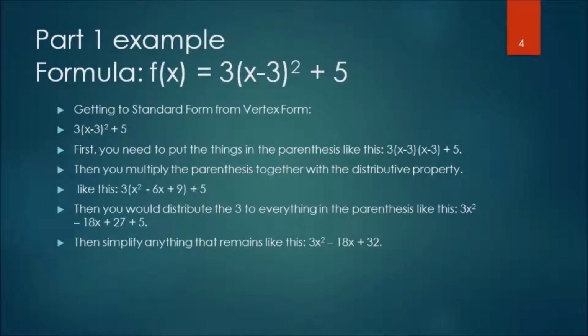In this example, you will need to take (x minus 3) squared and put it as (x minus 3) and (x minus 3). Then you multiply the parentheses together with the box or FOIL method to get 3 times (x squared minus 6x plus 9) plus 5. Then you would distribute the 3 to everything in the parentheses like this: 3x squared minus 18x plus 27 plus 5, and then you add 27 and 5 to get the final equation shown.